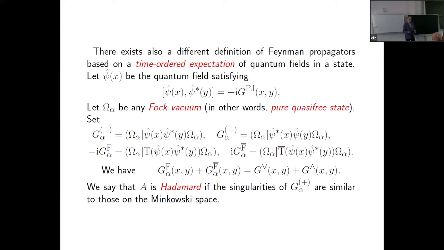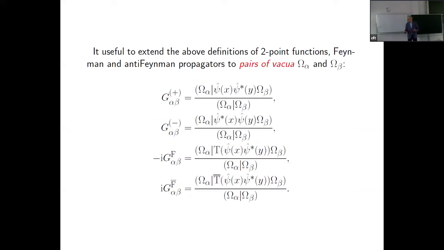There are many Fock states, but there is a consensus that good physical states should satisfy certain special properties. I don't have time to discuss them. They are called Hadamard if the singularities are similar to those on Minkowski space. This has a precise and rather complicated definition. But this is not the end.